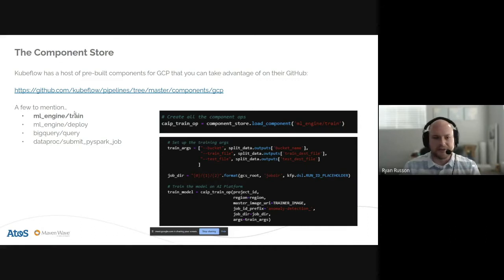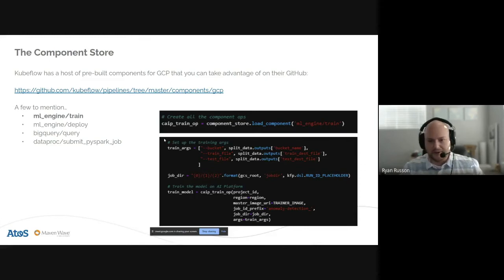So I thought those are interesting. We specifically use the ML Engine train. That's how I'm submitting my train job. So in the components code, this is kind of how you end up. You just have the component store, you load the component, you tell it which component. There is a place where I define where to get these. I'll show you in the notebook, and then that creates the op component.